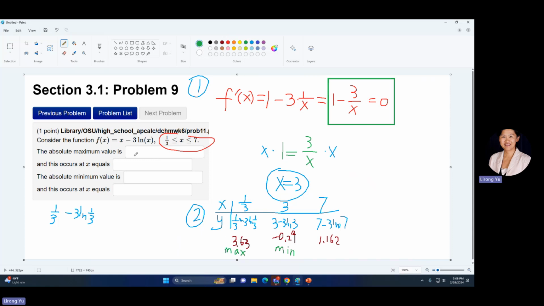Okay, so now we know the maximum. We have to copy over the whole thing. It's 1/3 minus 3 times logarithm of 1/3. It occurred at 1/3, and the minimum is when x equals 3, and the value is 3 minus 3 times logarithm of 3. So you have to write the full number. It's question 9. Is it okay?